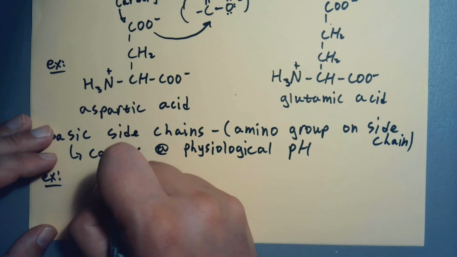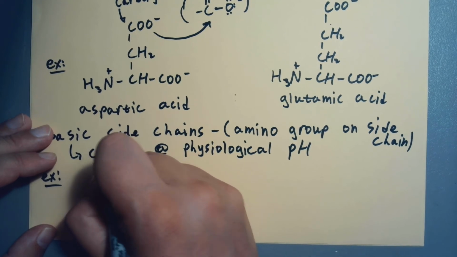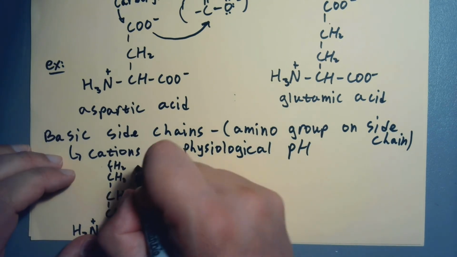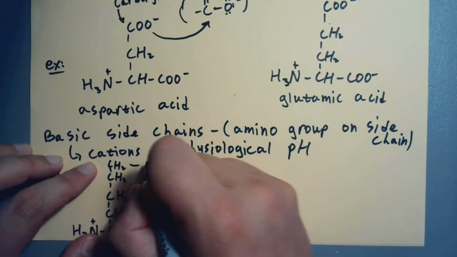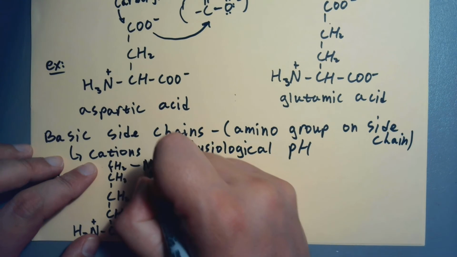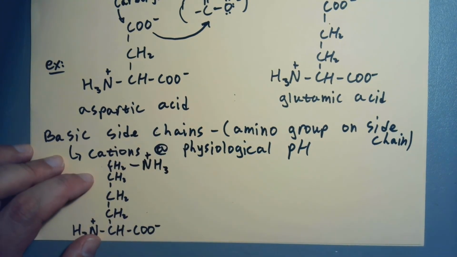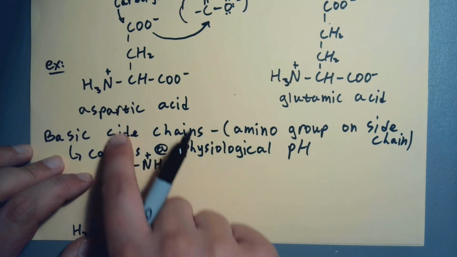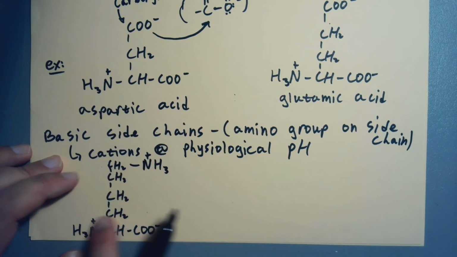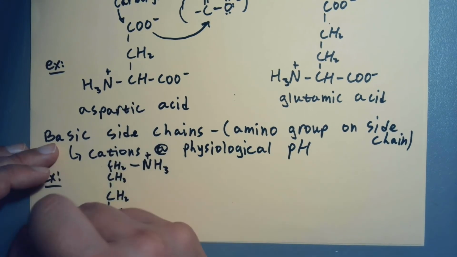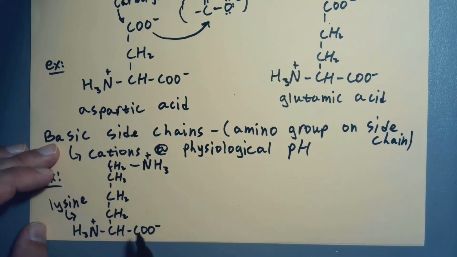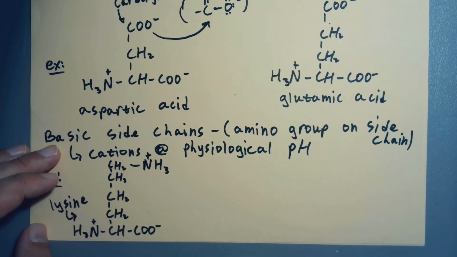Alright, I'm going to have 1, 2, 3, 4 CH2 groups. 1, 2, 3, 4, and then attached, I'm just going to have to go sideways here. Attached to that CH2 group is an NH3 with a plus charge. So there's our amine. I apologize, I just ran out of vertical space. But anyway, this is called lysine. It's a different amino acid. It gets a different name, right?